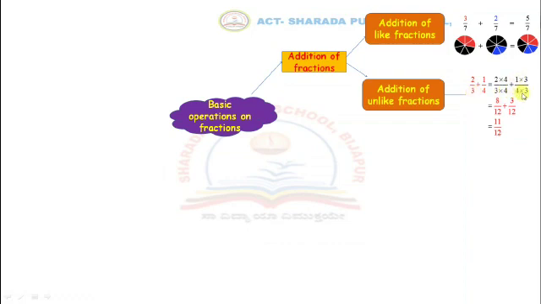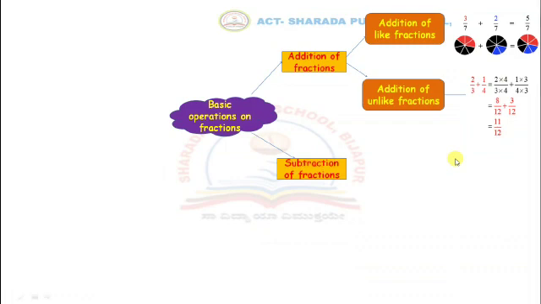How do I get 12 from 4? I need to multiply 4 by 3. That same number I am multiplying to the numerator. 1 into 3, 3. 4 into 3, 12. 3 by 12 is equivalent to 1 by 4. Now 8 by 12 plus 3 by 12. These two are like fractions. Common denominator is 12. I need to add 8 plus 3, 11. 11 by 12 is the answer.